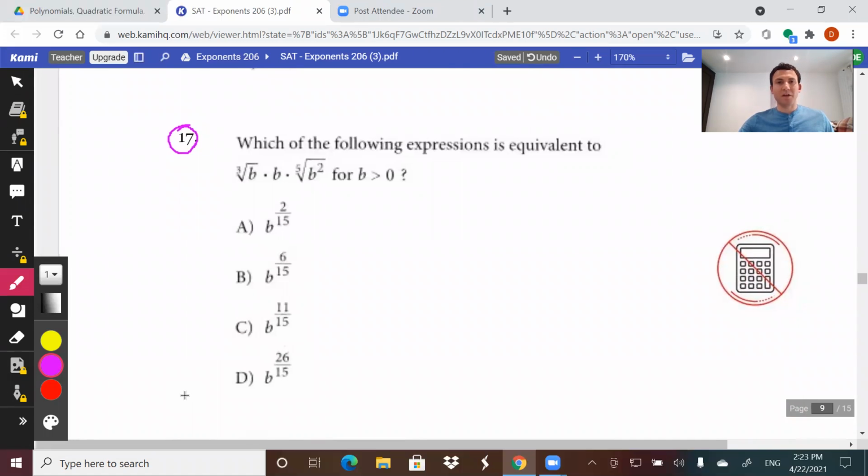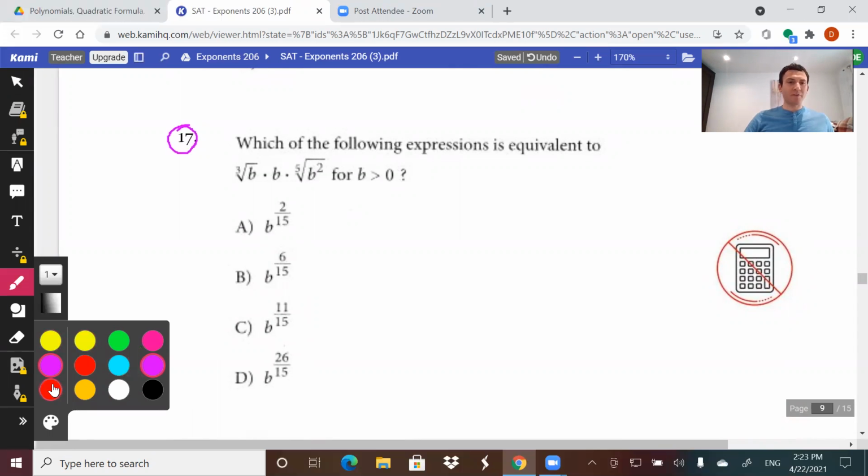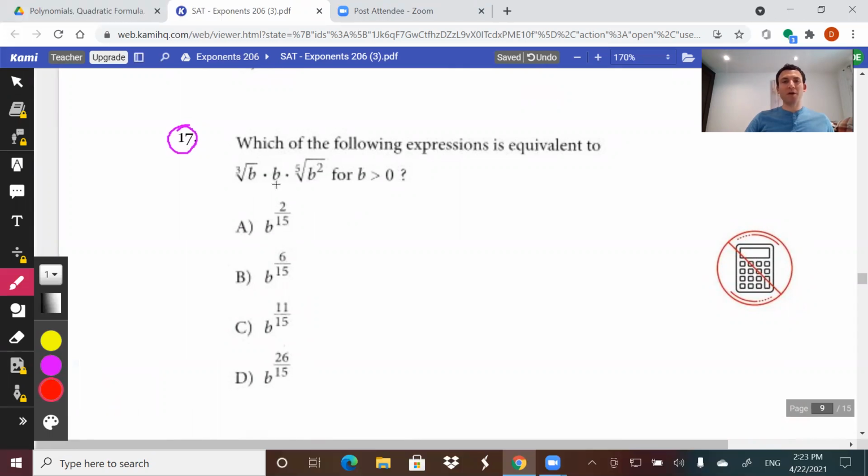This problem 17 is a really clever problem. Everything's in fraction form, but there's one other thing we're going to need to know how to do. So let's put everything in fraction form. So we have b to the first power over 3 times b. I'm going to call this 3 over 3. I'll keep it as just b for now. You'll see why. And then this last one is going to be b power 2 over 5.